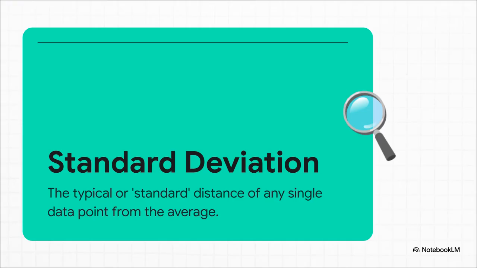Well, put simply, standard deviation tells you the typical distance that any one value is from the average. Think of it like this. A small standard deviation means all your numbers are huddled together, nice and tight, around the average. A large one means they're scattered all over the place. It's a measure of consistency.